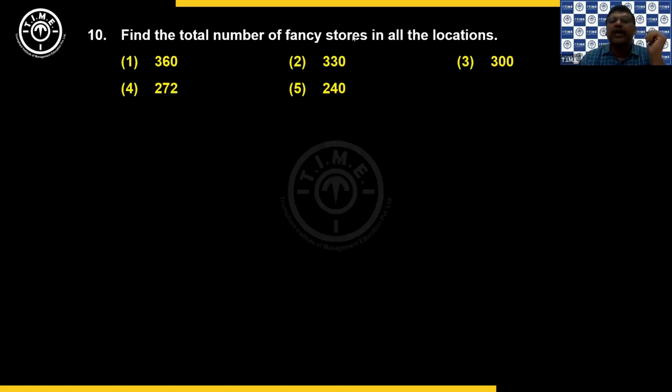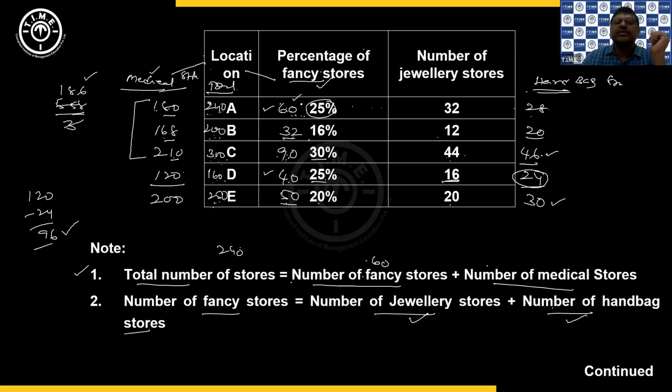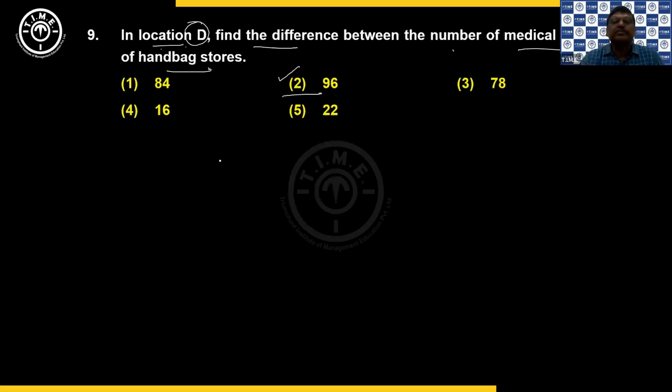Find the total number of fancy stores in all the locations. I'm sure you can add this. How fast we can add is the issue here. See, 60 plus 32, 92 plus 90, 182 plus 42, 222 plus 52, 272. Two-digit addition you should be good at. 60, 92, 182, 222, 272. So my answer is 272.